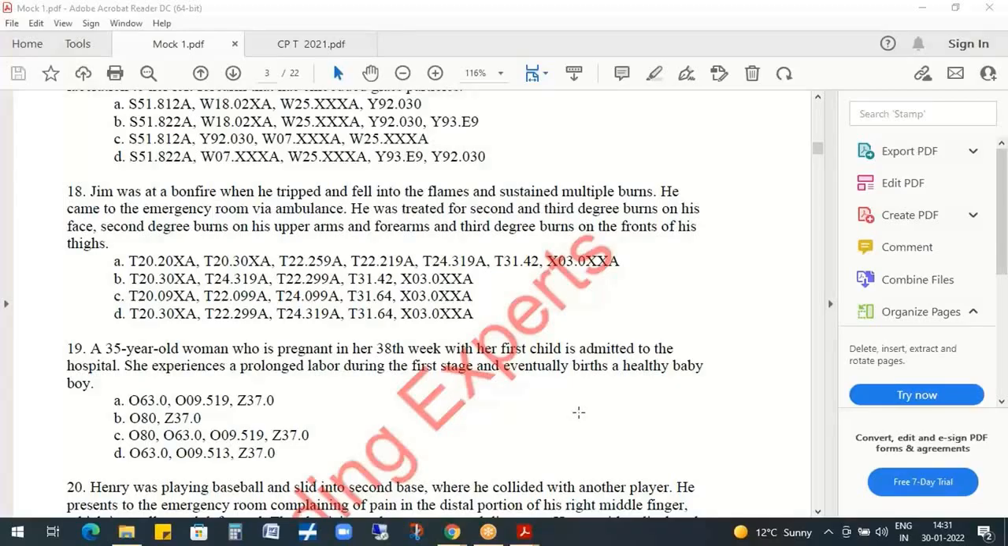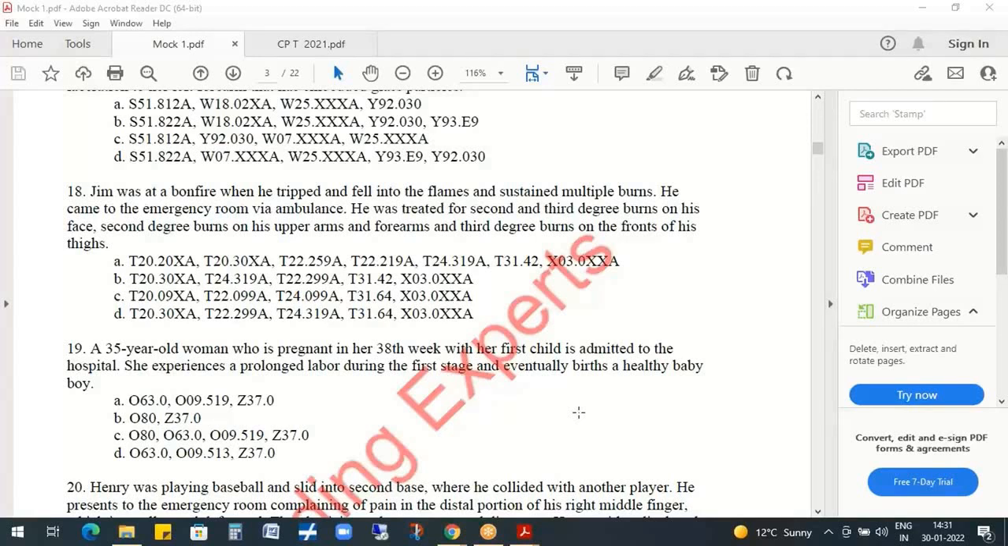They are not giving it in terms of percentage there. We cannot go by T31.42 or 64. Understood? Okay, sir. You can go by the degree of burns to rule out the options. Is that clear for you, what I am saying?